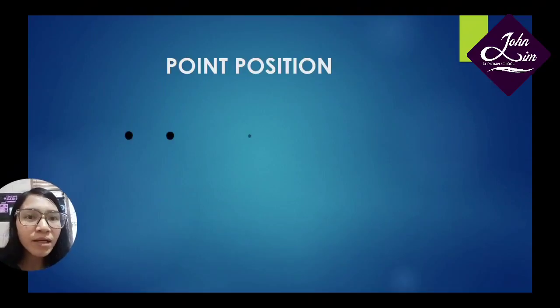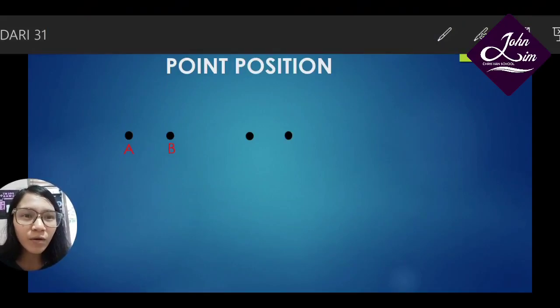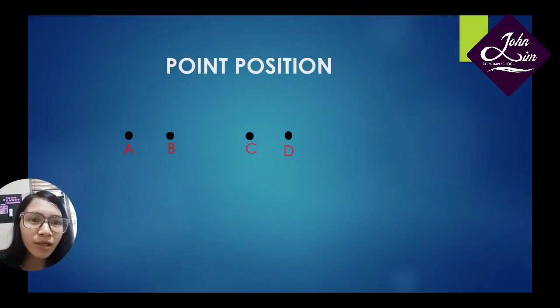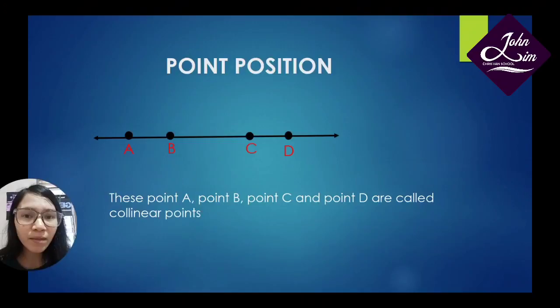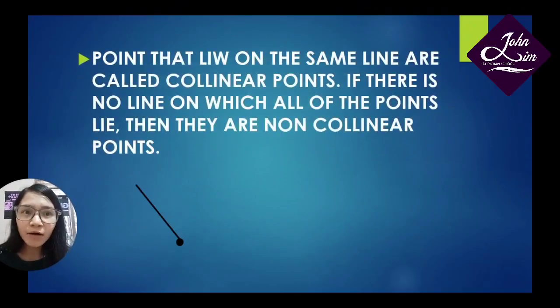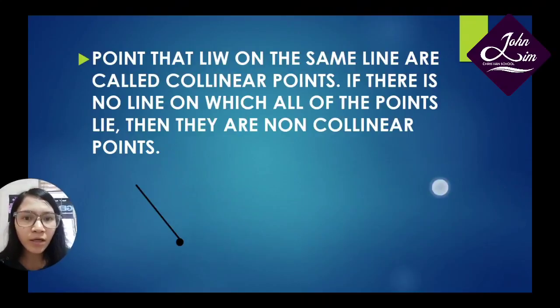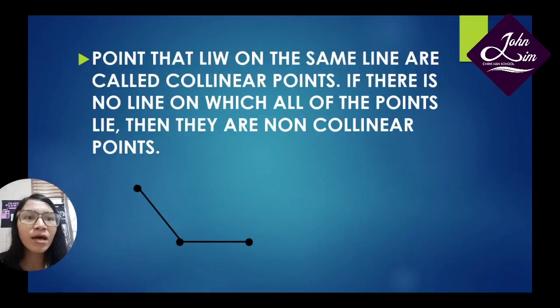Okay. Now I have made 4 points here. And I will label them as point A, point B, point C, and then point D. Now I want to connect them with a line like this. Actually, they are on the same line. Yes. These points A, B, C, and D are called collinear points. Points that lie on the same line are called collinear points. If there is no line on which all of the points lie, then they are non-collinear points. Okay, look at these 3 points. These 3 points are non-collinear points because they are not on the same line. Okay, that's the difference between collinear points and non-collinear points.